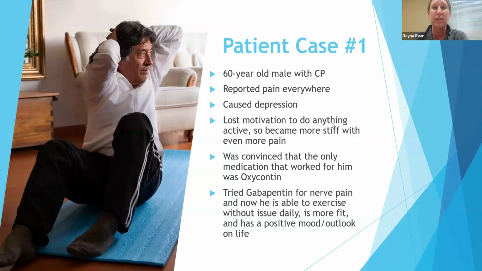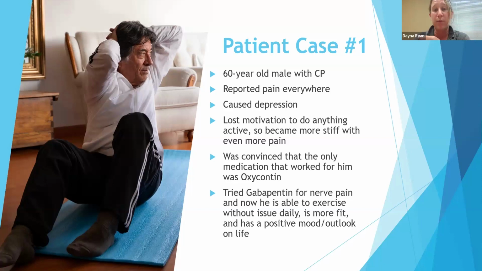But the first patient, he was a 60-year-old male with cerebral palsy, and he came in reporting pain everywhere. He was sent to me. So Dr. Haapala saw him, he was sent to me, and every time he came in, he couldn't exercise. He never did his home exercises. He was depressed. And then being in too much pain to do his home exercises made him more depressed. Made him lose motivation to do anything active, which then made him become more stiff, more spastic, and have even more pain. But he was convinced when we met him that the only medication that worked for him was OxyContin, and that we were all messed up for not understanding him, and we just needed to give him more.